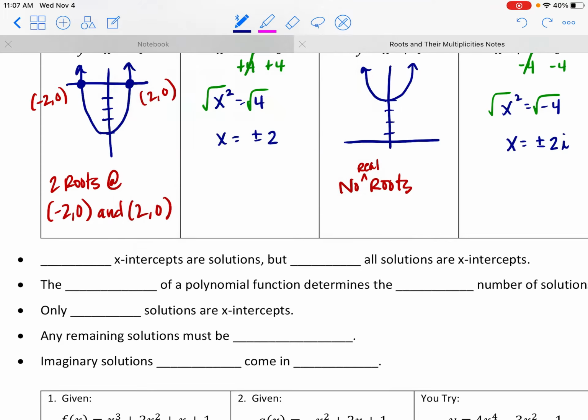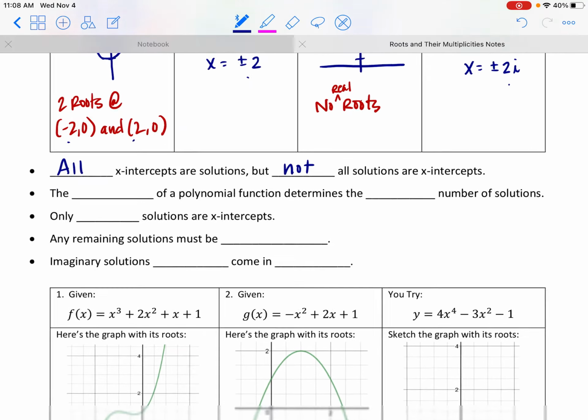What we want to take from this is that all x-intercepts are solutions. If I get an x-intercept, it's going to be a solution, but not all solutions translate into x-intercepts. So solutions like 2i and negative 2i aren't going to be actual places where our graph intercepts the x-axis.